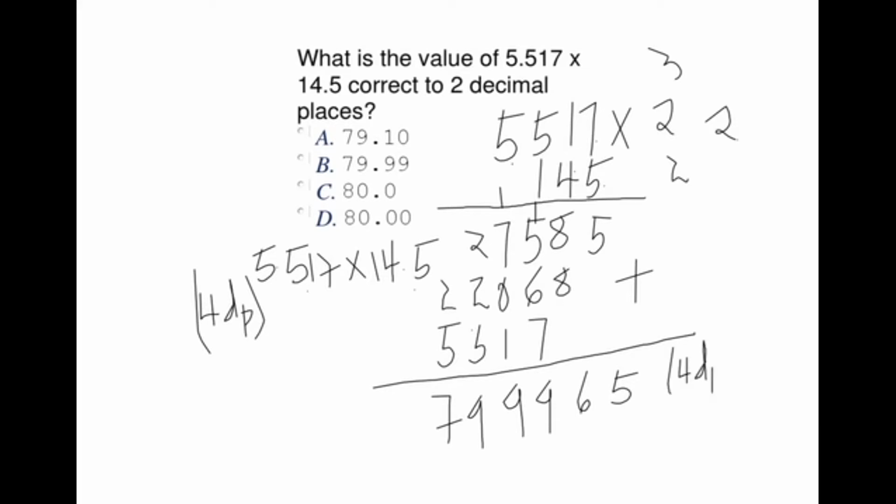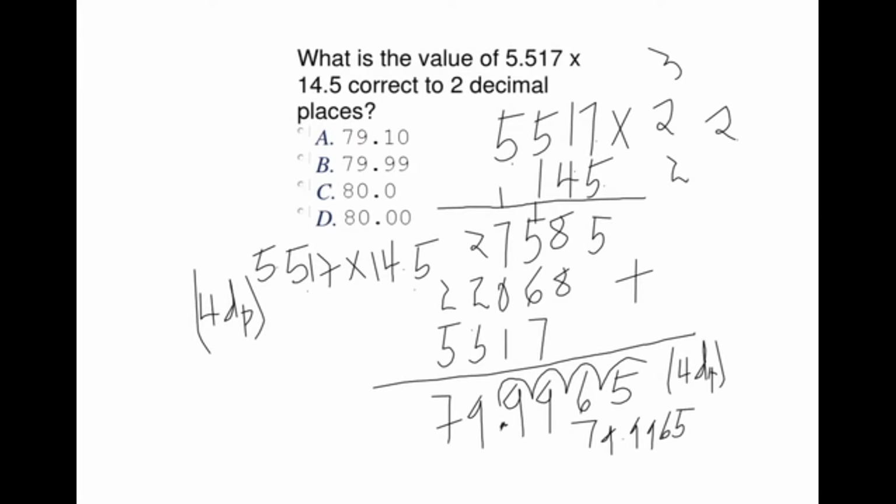decimal places. So this will be 1, 2, 3, 4. So our decimal will be here. This is our decimal place. So we have 79.9965. So we were told to round it to two decimal places.